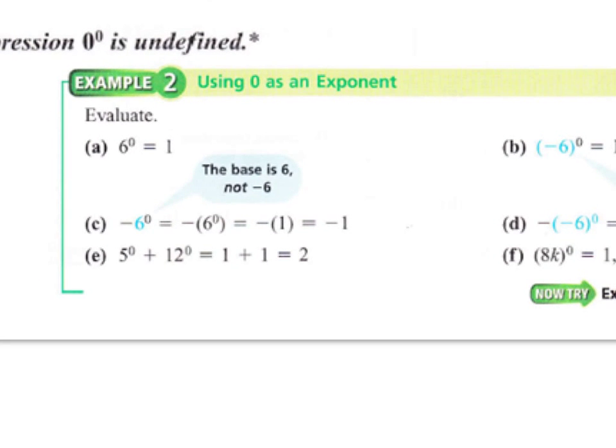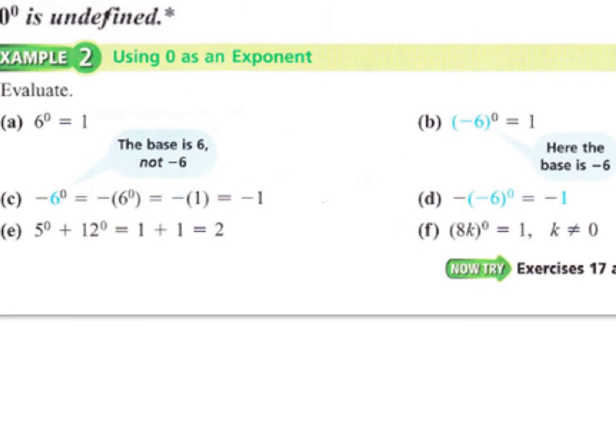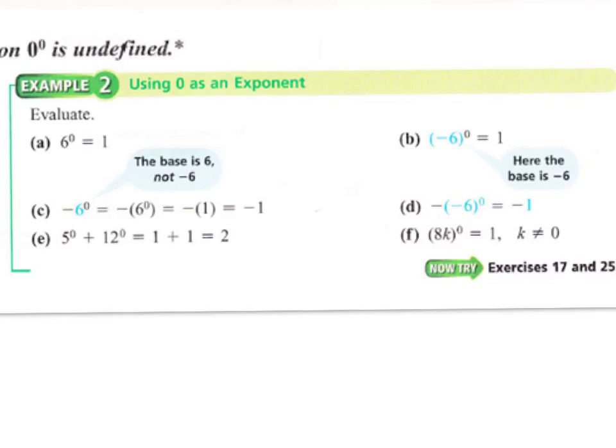Looking at this one, 5 to the 0 plus 12 to the 0, those are really both 1, so the result is just 2. And then 8k to the 0 power. The key here, the entire base 8k is being taken to the 0 power. So it's really just 1. Again, notice the condition there that works so long as k does not equal 0. So important there to consider the possibility of a variable being equal to 0 as well.